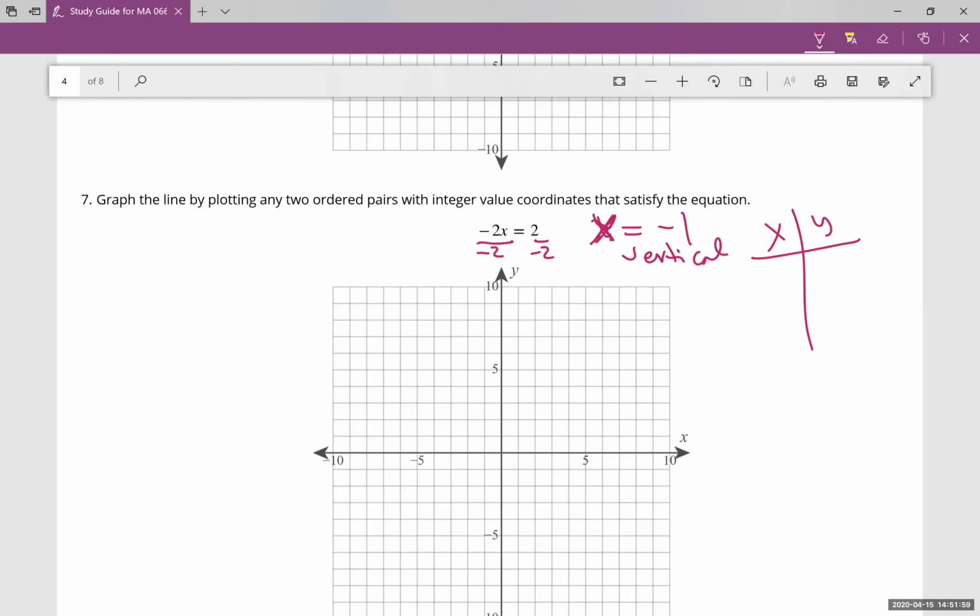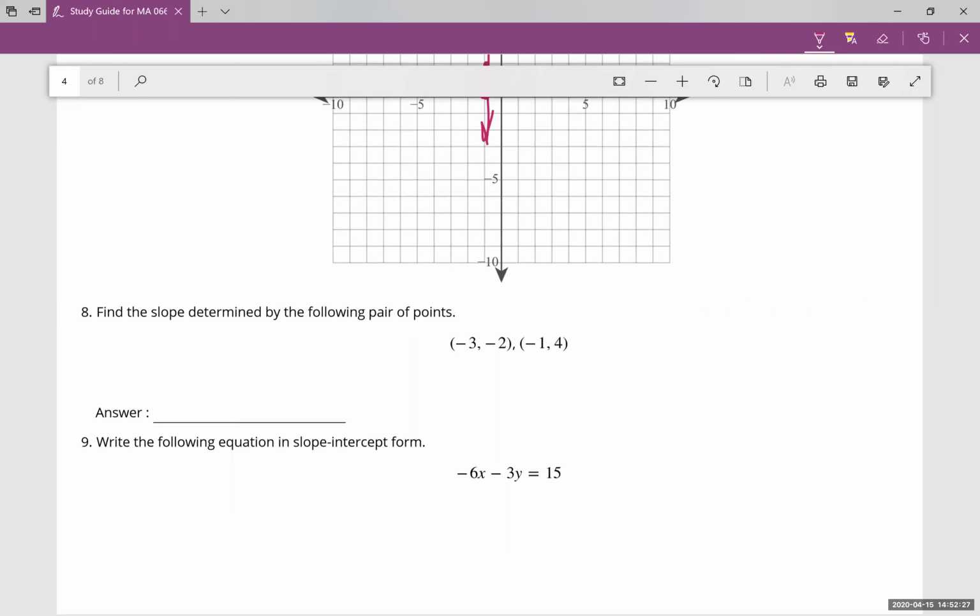When you draw your x and y table here, x is equal to negative 1. It is always equal to negative 1. It's never going to change. Now, y can be anything you want here. You only need 2 points, but let's plot a couple of these. Negative 1, 0, negative 1, 1, negative 1, 2. And you'll see that that is a vertical line that goes through x equals negative 1.